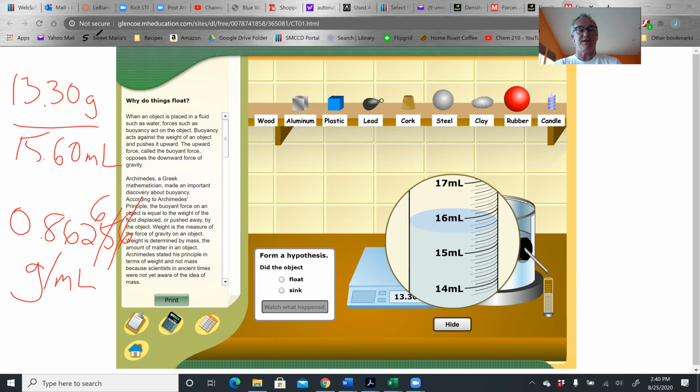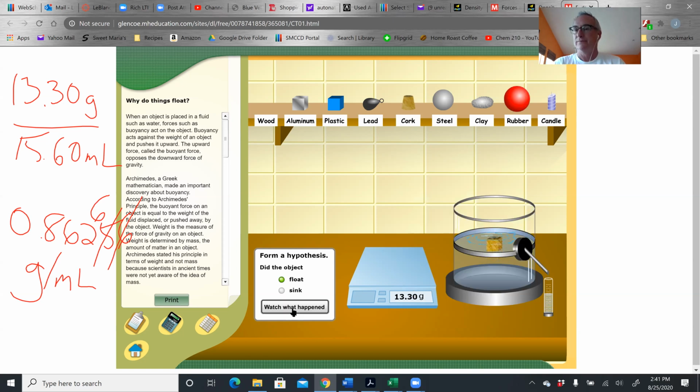So 0.8626 grams per milliliter. Did the object float or sink? What do we think? Float. Okay, based on what? Based on the density. Based on the density being what? The density of wood is less than the density of water, so I believe it should be floating. Right, and we know wood usually floats. So we'll put usually, but not always. I agree. So float.